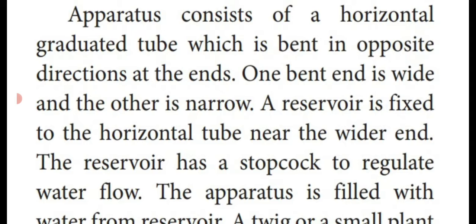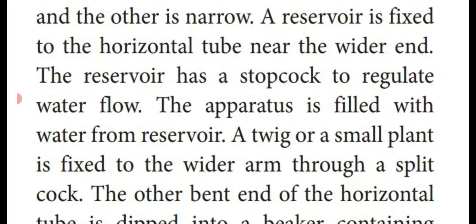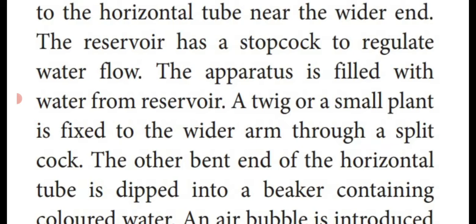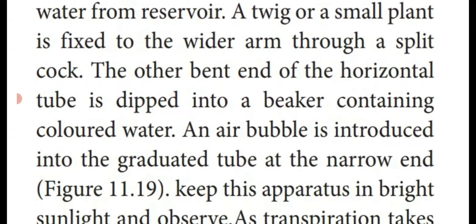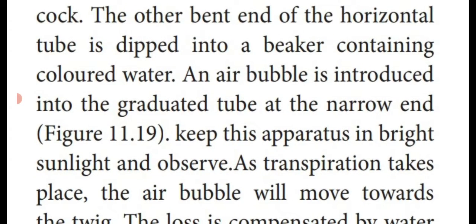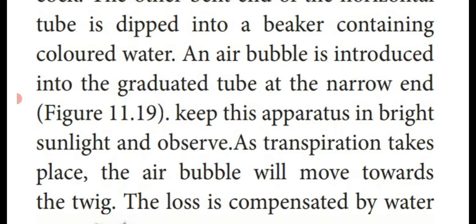The reservoir has a stopcock, that means closed and open, to regulate the water flow. The apparatus is filled with water from the reservoir. A twig or a small plant is fixed to the wider arm through a split cork, that means a rubber cork. The other bent end of the horizontal tube is dipped into the beaker containing colored water. This apparatus is kept in bright sunlight for a few hours. Transpiration takes place, and the air bubble will move towards the twig.